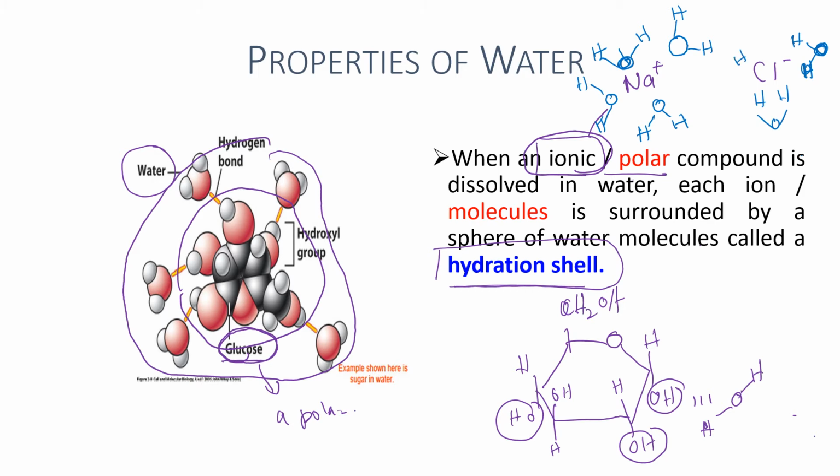The hydrogen region has a partial positive charge, so that's why it is attracted to the chloride ion. Okay, so the formation of hydration shell surrounding the ions will cause the salt to dissolve in the water. So that's why water functions as a universal or good solvent for polar or ionic compounds.